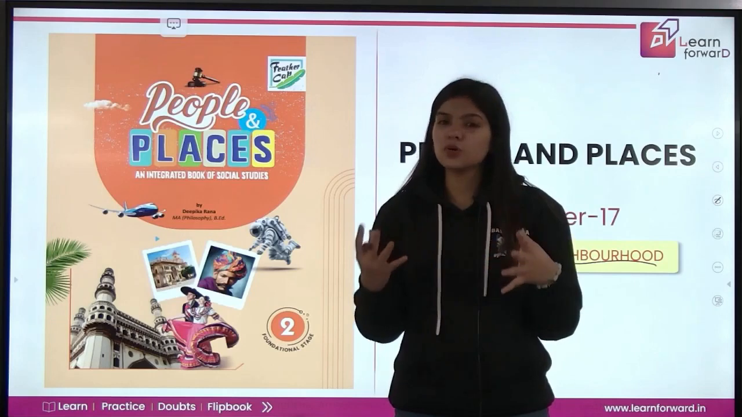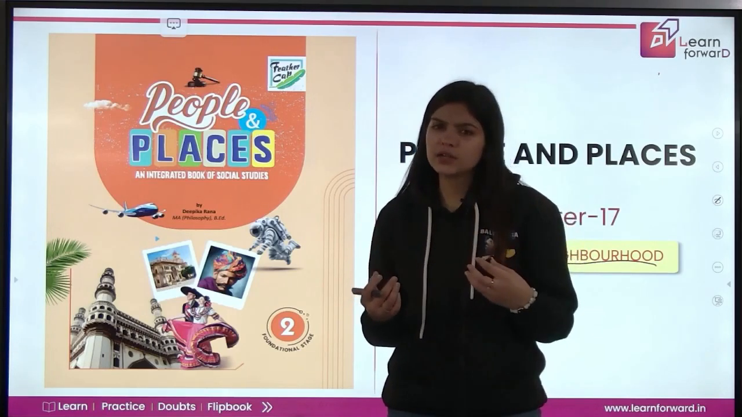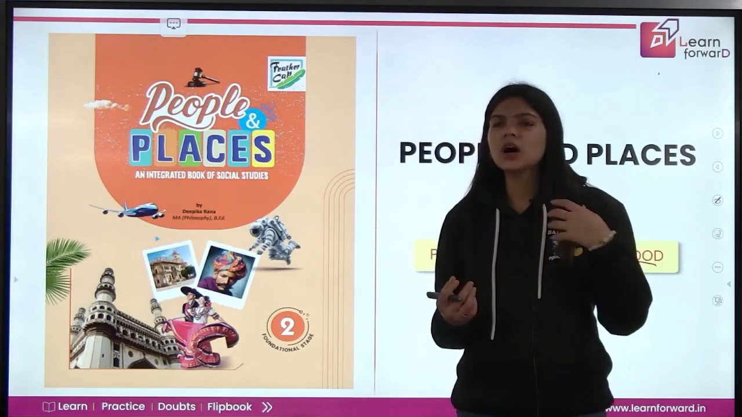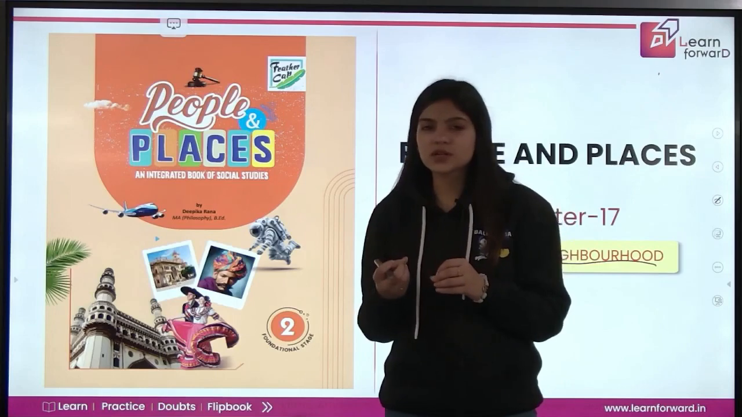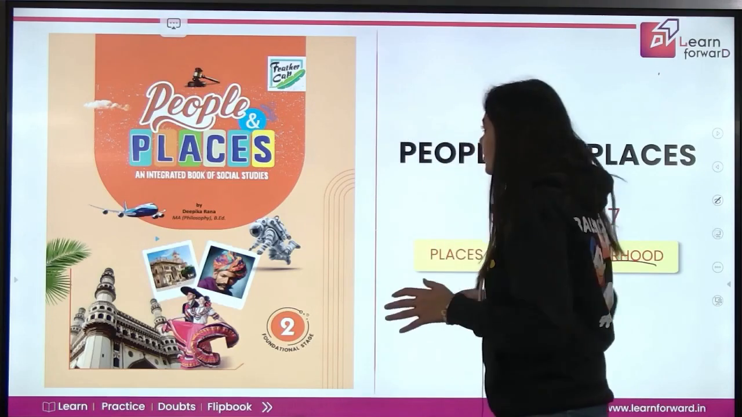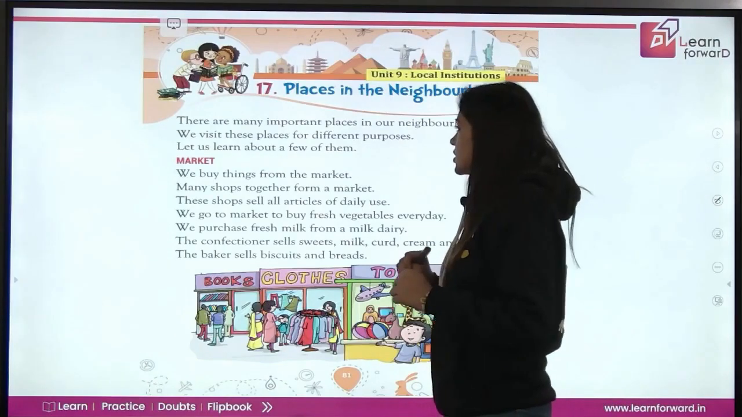जब बहुत सारी shops यहाँ पे एक जगह पे होती है, that is known as your market. So we have markets in our neighborhood, hospitals, a lot of things also there. So in this chapter, we are going to study about those things only. So I hope you are all ready with your books. Let's start now. There are many important places in our neighborhood.